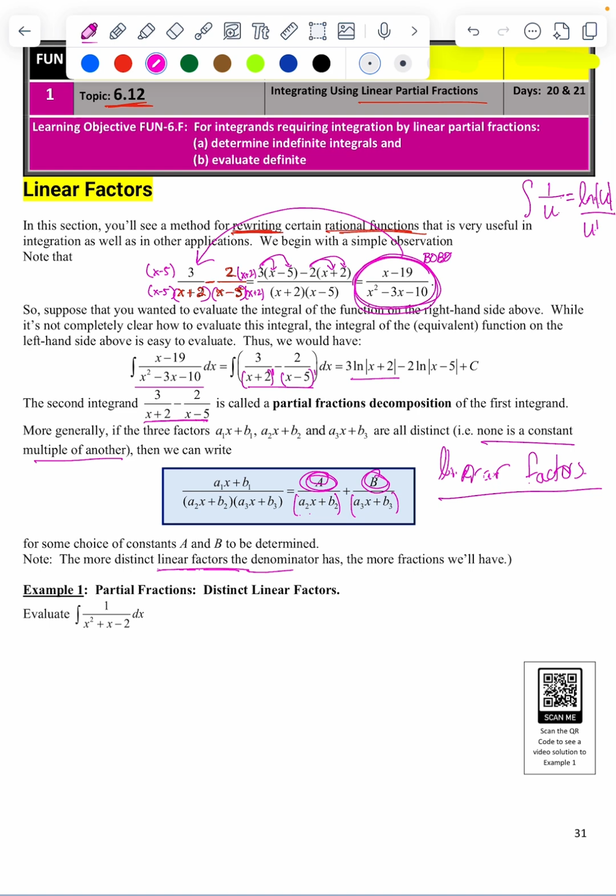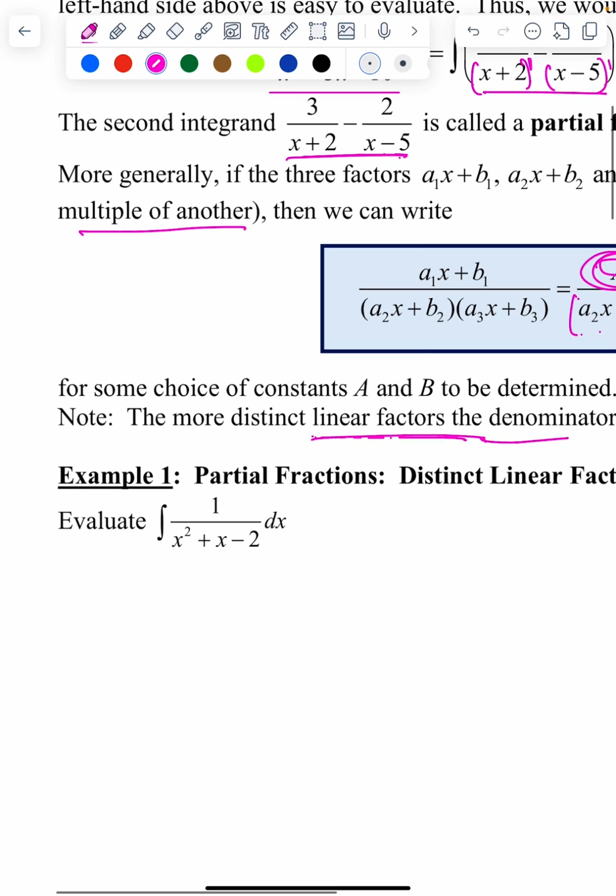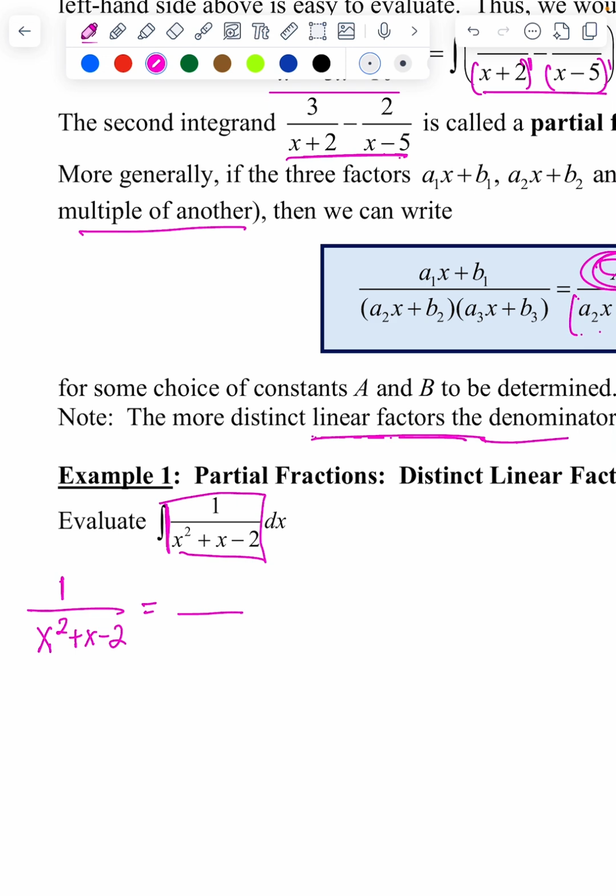The more fractions we'll have. So partial fractions, distinct linear factors. So here is an example. So you have Bobo. You cannot divide. So I'm going to focus in on just the algebra for a second. I'm going to forget that I am integrating, and I'm going to focus on this. So I'm going to take the 1 over x squared plus x minus 2. And what I want to do is decompose this.